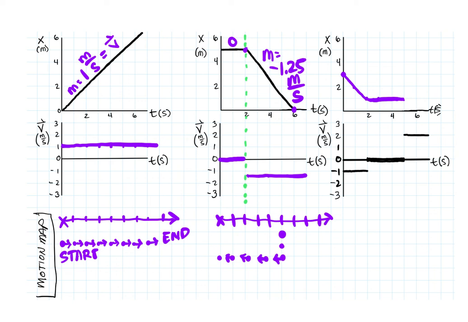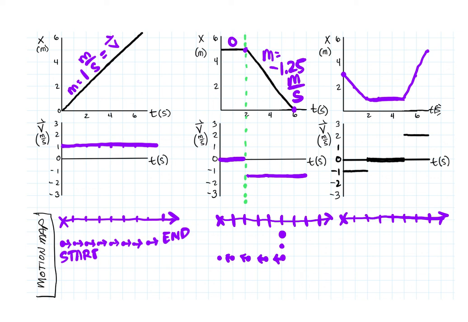And finally, in those last 2 seconds, I have a velocity of 2 meters per second. So in this second, I'm gonna go 2 meters in the positive direction, and then I'm gonna go 2 more meters in the positive direction. And that would be my graph. My motion map is going to look like this.